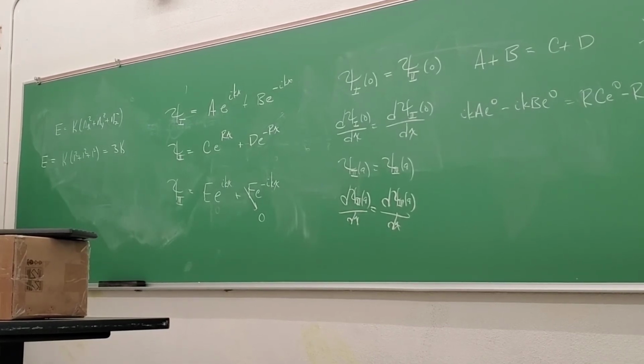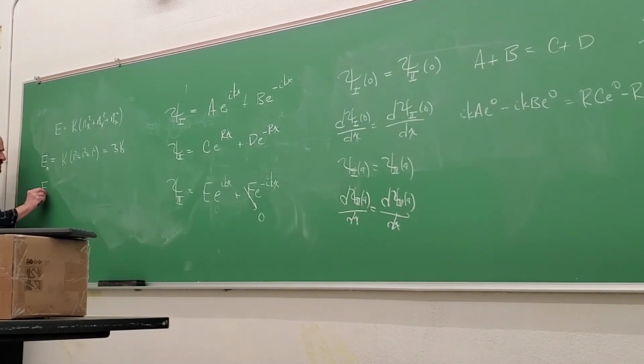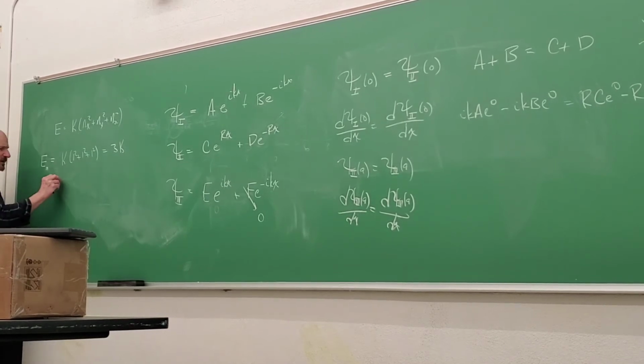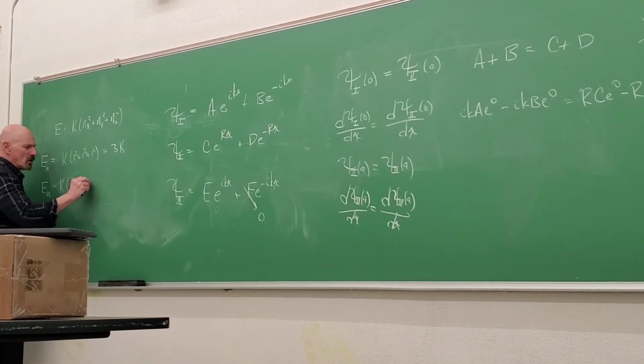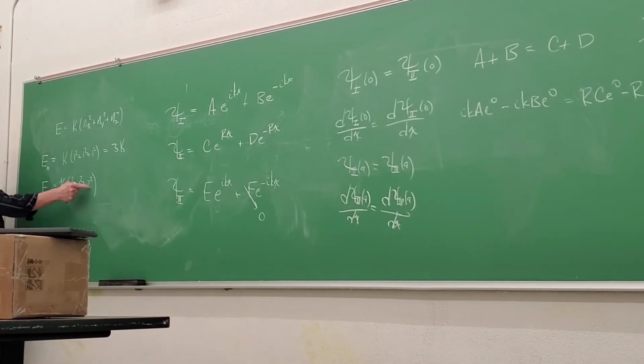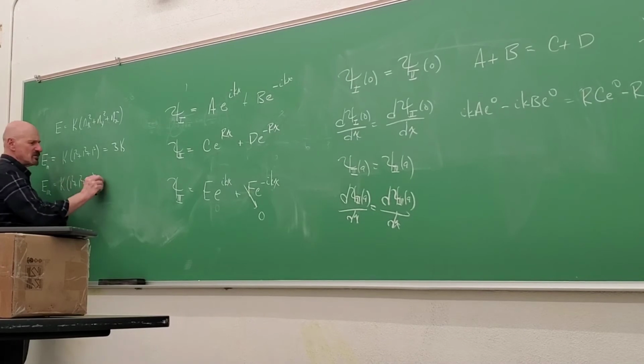Let's look at the next energy. So this is 1, 1, 1. The next energy state will be 1, 1, 2. This will be equal to K times 1 squared plus 1 squared plus now 2 squared. So that's 4, 5, 6. That ends up being 6K.